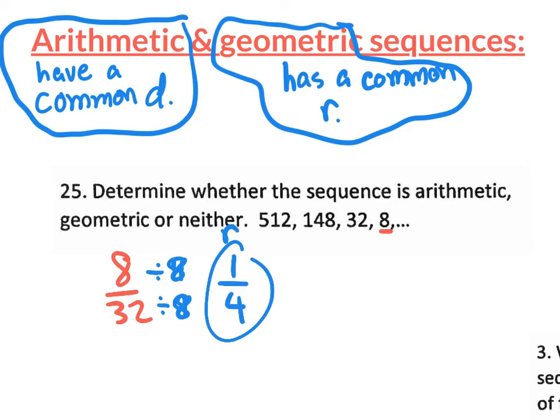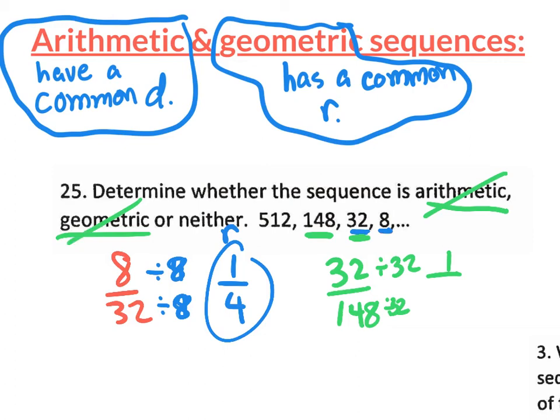Now let's check and see if it's common in all of the terms. So 8 divided by 32, that gave us 1/4. If I did 32 divided by 148, let's see what happens. 32 divided by 148. Let me try to reduce both by 32. So that'll give us a 1 up on top, and 148 divided by 32, that does not give us a 4. It gives me a 4.625. So we know that it doesn't have a common ratio either. Does that make sense? So the answer is that it's not arithmetic, it's not geometric, it's neither.